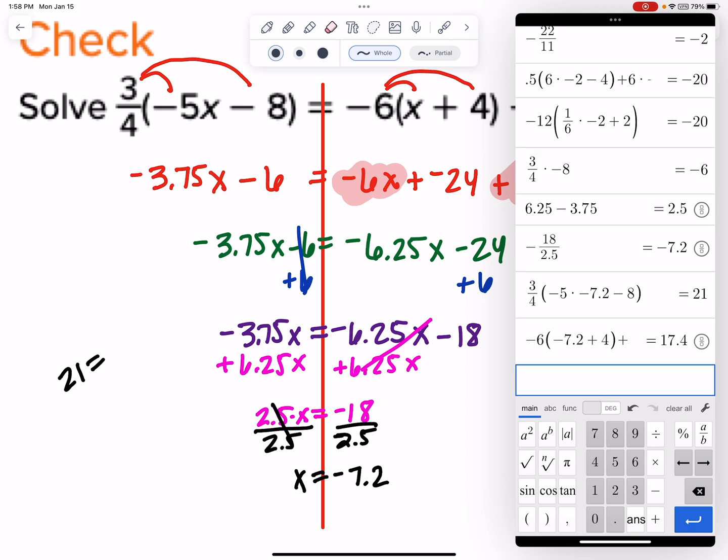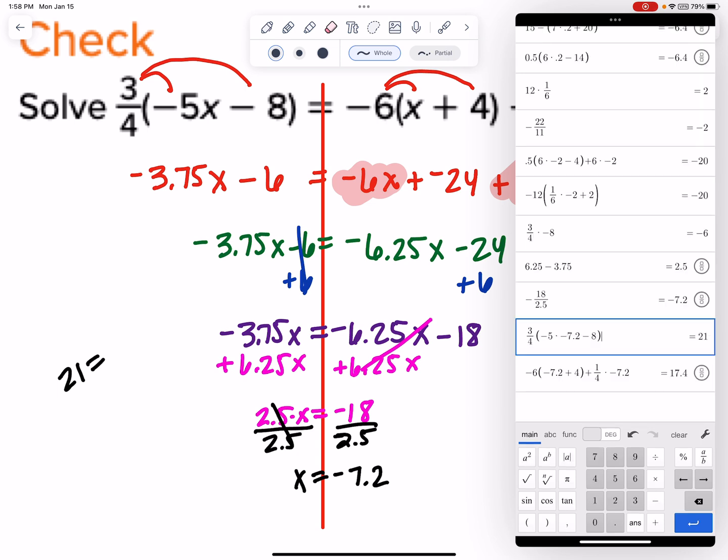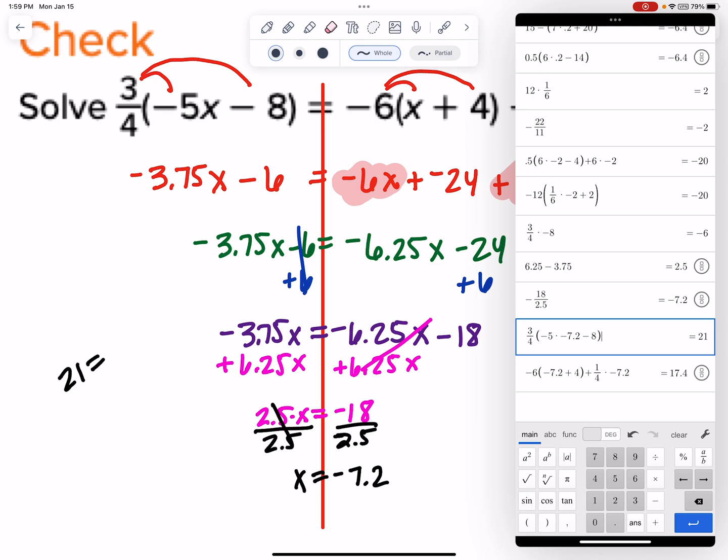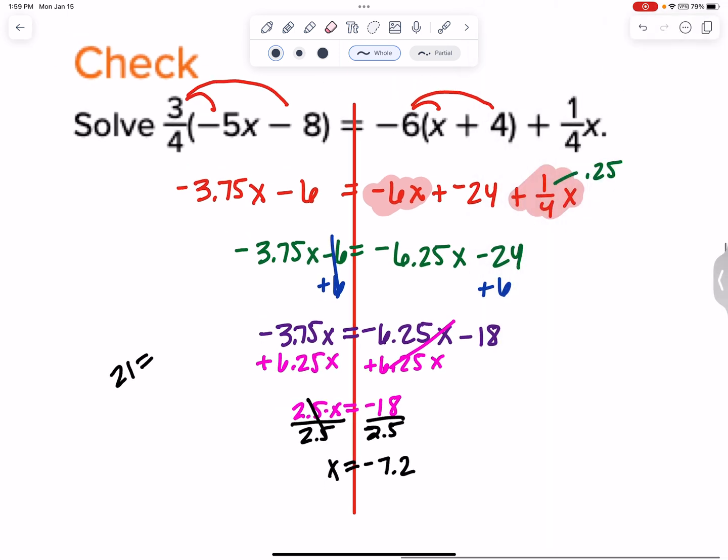I'm going to look at my work too here. Let me shrink this up. Okay, 3/4 times -5 times -7.2 minus 8. I typed that in correct. -6 times -7.2 plus 4 plus a 1/4 times -7.2. Okay, so we must have messed up something.